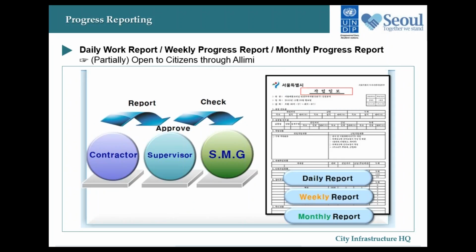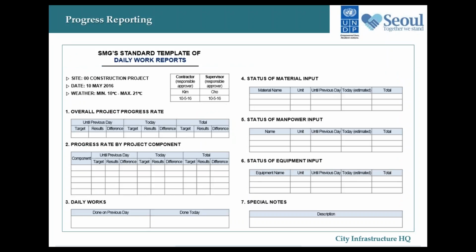But basically, if you go to the next slide, you can see the standard template for Seoul's daily progress reports that contractors need to submit via one PMIS. You can see that they need to write the contractor, who is the responsible approver, who is the responsible supervisor, including their last names and so on. That again increases the accountability of these specific managers.